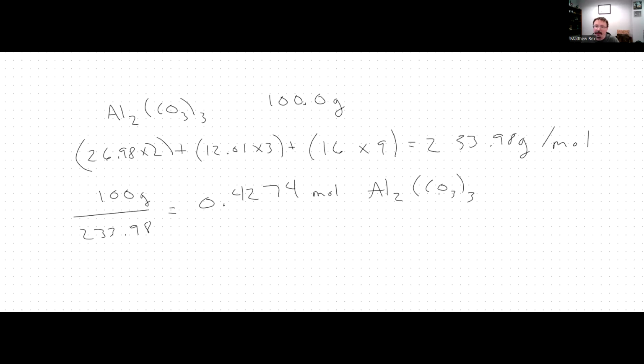So remember, for every 1 mole of this that we have, I have 2 aluminum. So I would need to multiply this in this instance by 2. So we have 0.427 moles of aluminum carbonate, but 0.85 moles of aluminum. And that's what we were interested in.